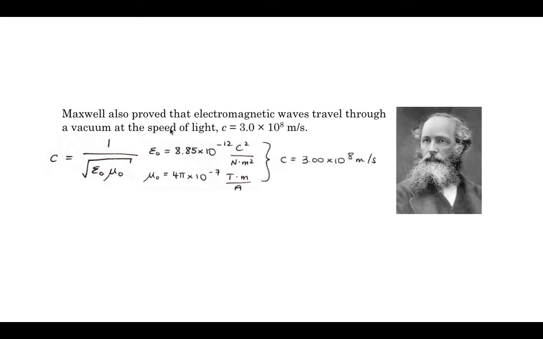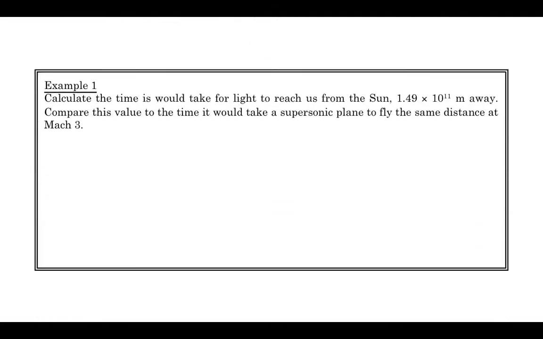But if you take this relationship, 1 divided by the square root of epsilon naught times mu naught, you will get 3 times 10 to the 8th. This is not that important for our course, but it kind of shows you where it comes from. All right.